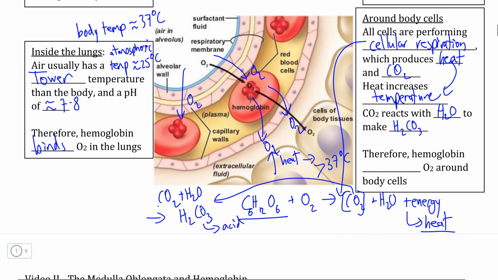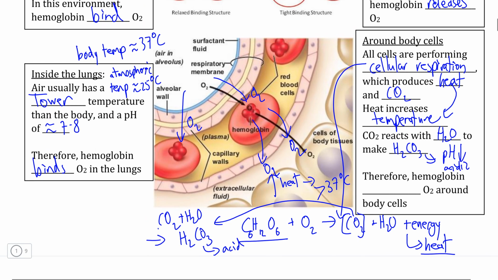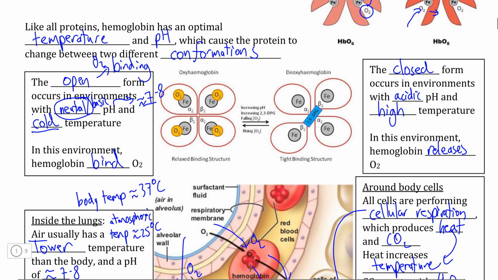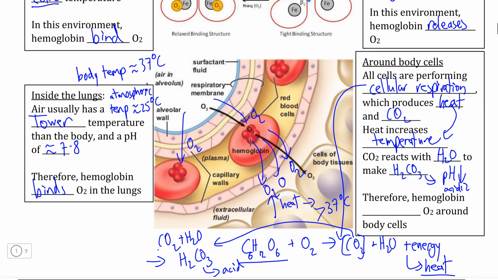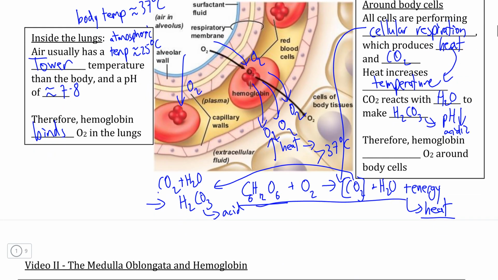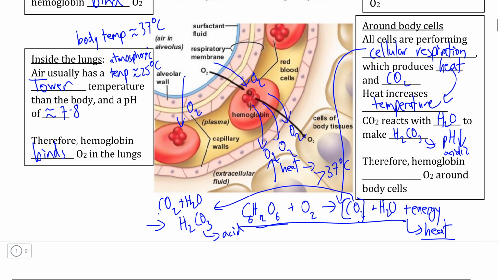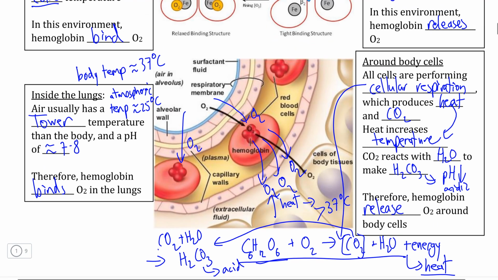Now, because this chemical is an acid, the pH is going to drop and become more acidic, providing the ideal conditions once again for hemoglobin to revert to its closed form, to basically shut all the active sites and release oxygen into the cells, where that oxygen can be used to continue the process of cellular respiration. And therefore the conditions ideally in the cells of your body allow hemoglobin to release its oxygen around cells that actually require it.